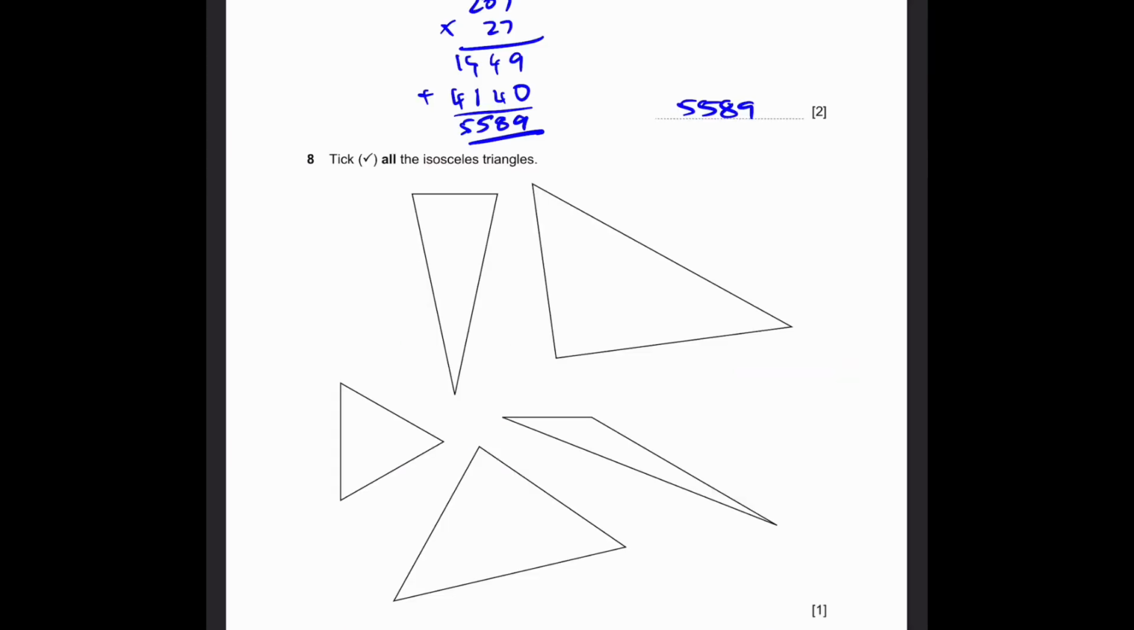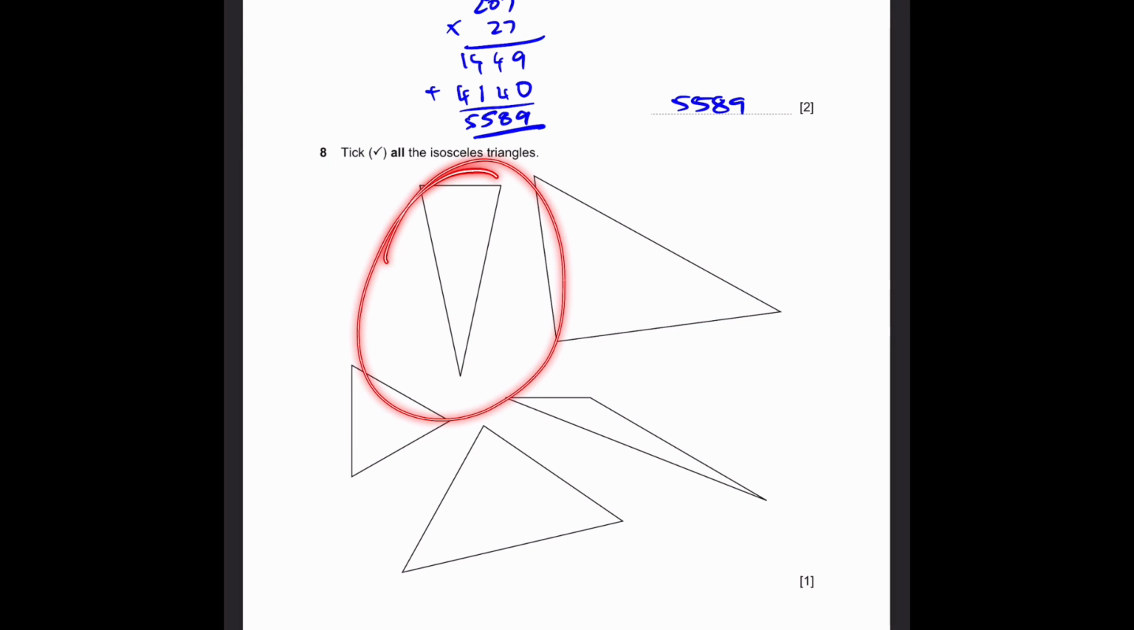Question 8. Take all the isosceles triangles. So for the first triangle, this is isosceles because we can see and even measure that these two sides are equal in length. And in an isosceles triangle, any two sides have to be equal in length. So this is isosceles and I can tick it.